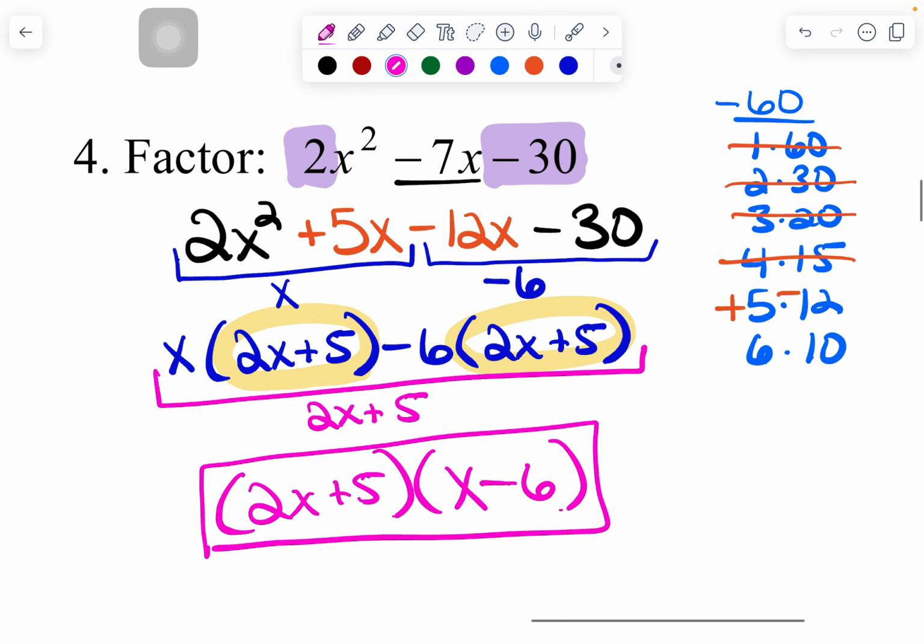All right, so this is going to be the end of this video. I will pop up a separate video for the rest of Notes 20, which will be a little bit of review on difference of perfect squares. Let me know if you have any questions or concerns on the AC method.